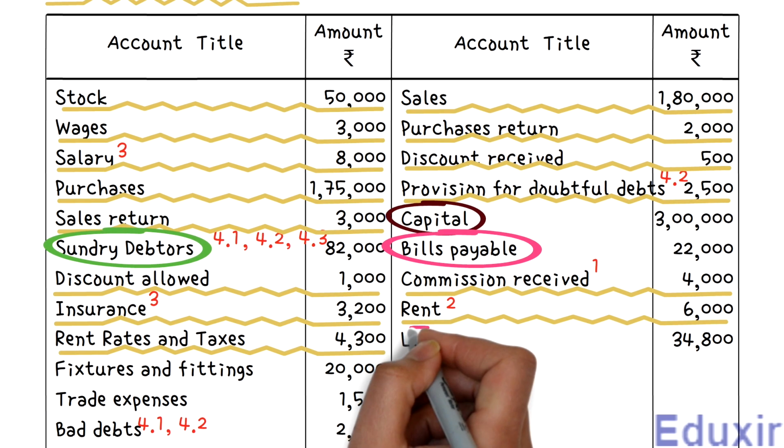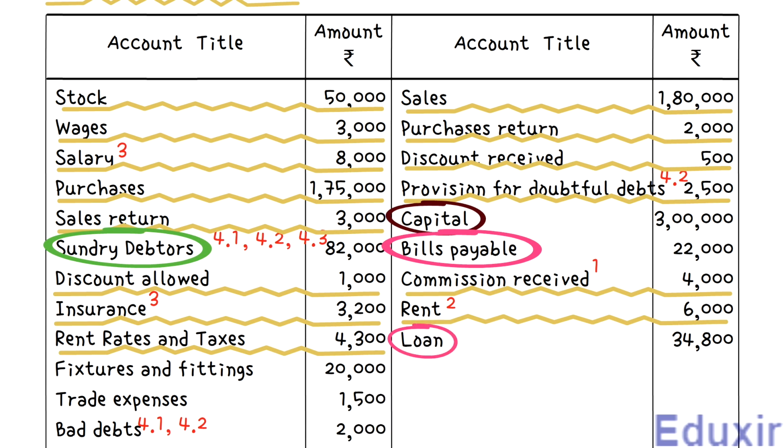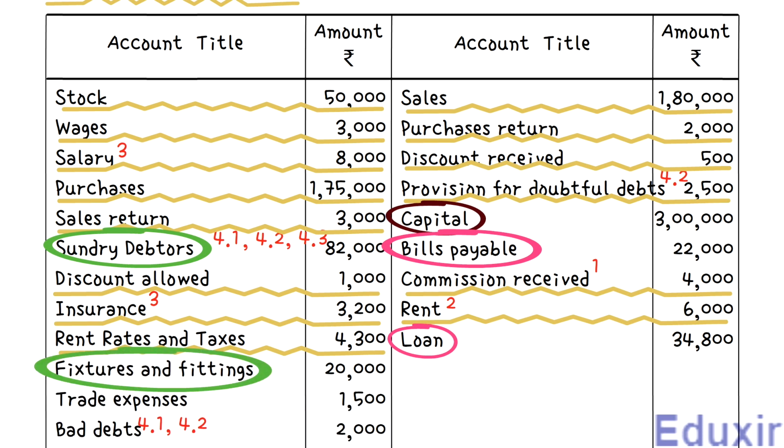The next entry in the trial balance is related to a loan amount of 34,800 rupees. Loan should go on the liabilities side of the balance sheet. So let's handle it when dealing with the balance sheet. Now the next entry is Fixtures and Fittings. This is an asset. So it should also go on the asset side of the balance sheet. So let's deal with it when we are preparing the balance sheet.